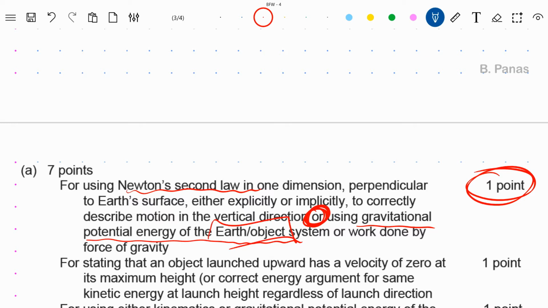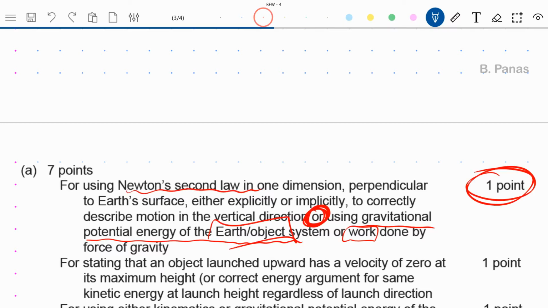Okay, so I did define my Earth object system. But they're covering all the bases here, because if a student had said, I will define my system to be the object only, that would have been okay, because you could have described the effect of the force of gravity as an external force doing work. So I didn't do that, but it's nice to see that this first point has a range of options available to how a student could earn that point. So you could have used a force kinematic approach, or you could have used an energy approach to earn this point. By the way, doing both would not have granted you more than the 1 point.